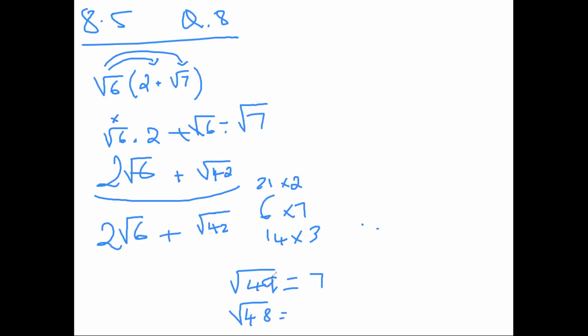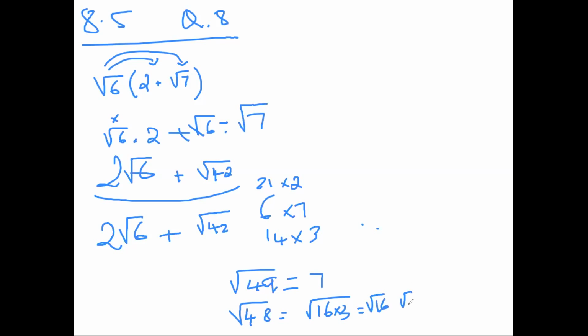So close to 49, but not exactly 49. So 48, we can write 48 as 16 times what? 3. 16 times 3. Now, do we know the square root of one of these? 4. 4 out of 16, that would be right.